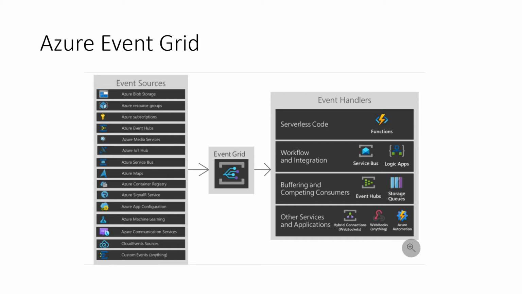As you can see, Event Grid is a service which takes events from a variety of sources like Azure Blob Storage, resource groups, subscriptions, service bus, container registry, etc. It takes those events and passes them on to the event handlers, which can actually respond to those events. It can be functions, which can run a particular code in response to an event. It can be service bus, it can be a logic app, or it can be a webhook application as well.